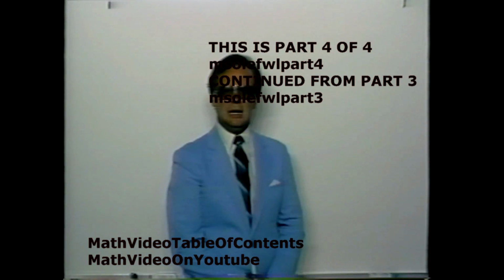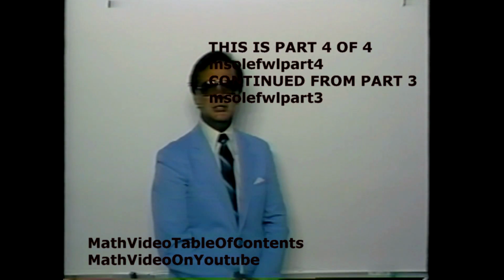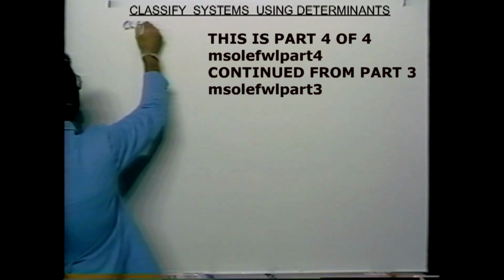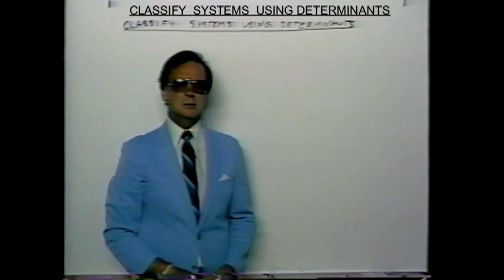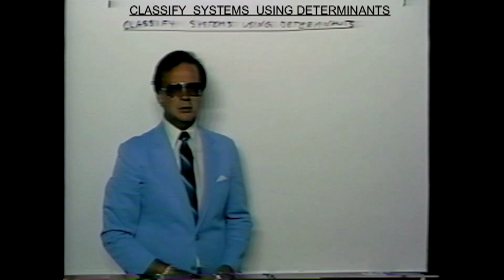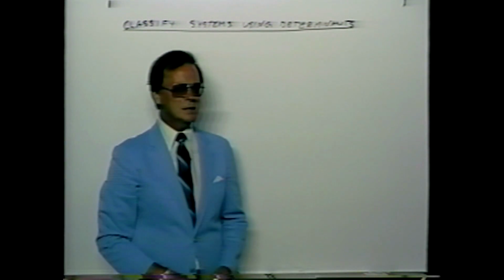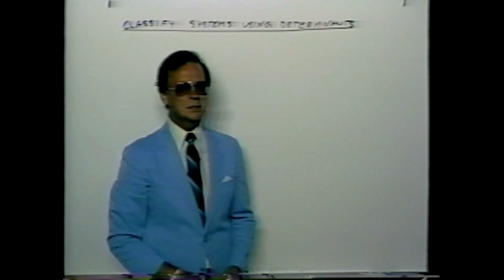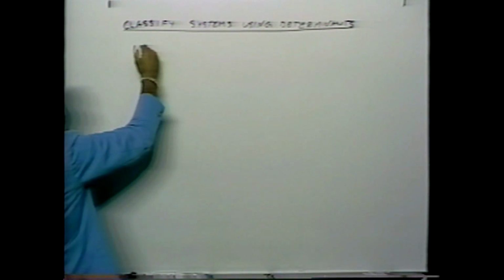I have shown you how to classify systems using a graph and algebraically using ratios. I will now show you how to classify systems using determinants. If a non-zero delta x or delta y is divided by a zero, which is delta c, the system is inconsistent.